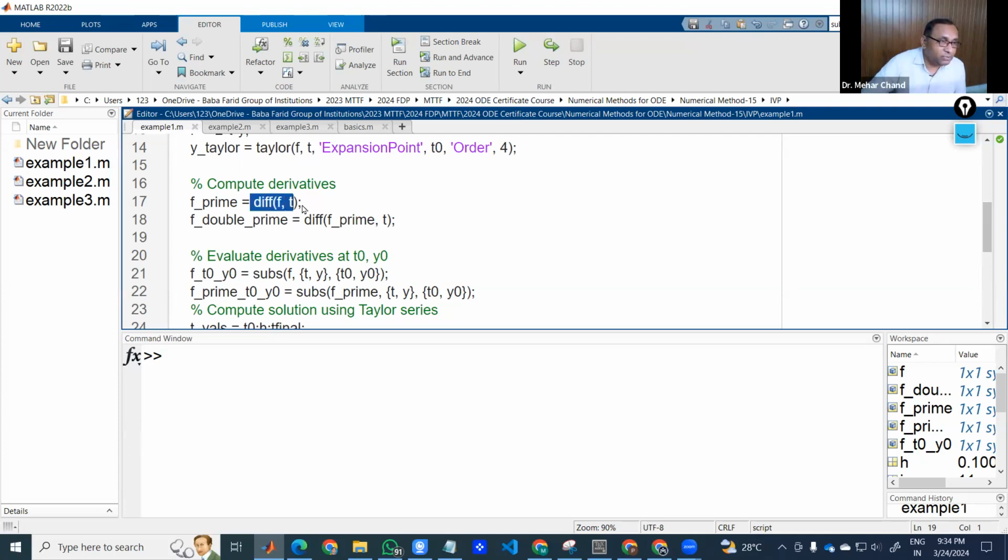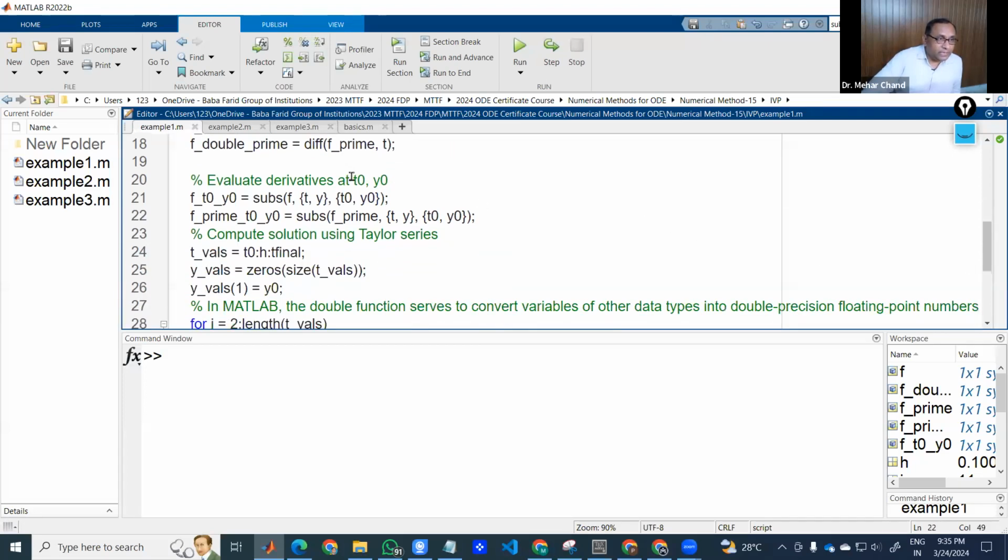So first we need to differentiate f with respect to t. This is the first order derivative, and again use the same process to get the double derivative. f double prime means second order derivative. So these orders which are required we can compute, and after that we need to compute the values at the initial points. So we compute f at t naught, y naught, these are the values. The subs function is there to compute these values at t naught, y naught.